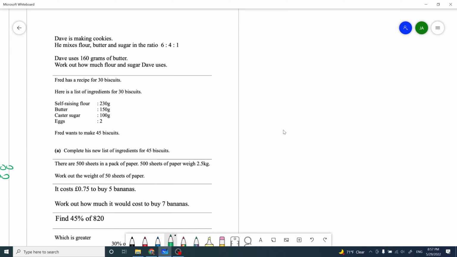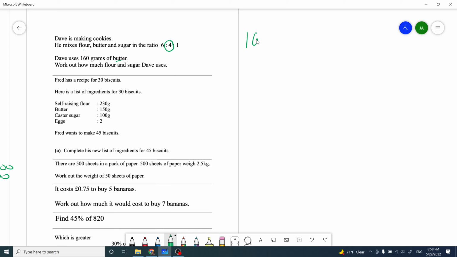Okay, so we got some more ratios here. Dave is making cookies. He mixes flour, butter, and sugar in the ratio 6 to 4 to 1. Dave uses 160 grams of butter, so we need to work out how much flour and sugar Dave uses. So we need to first of all figure out which one is the butter. So flour, butter, sugar, that's going to be here in the middle. So we need to figure out what 1 share is.